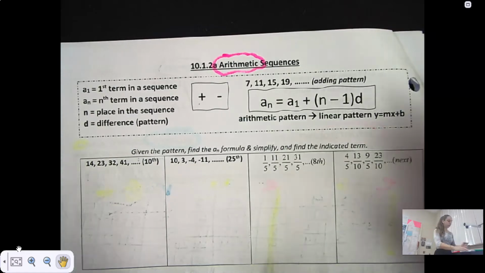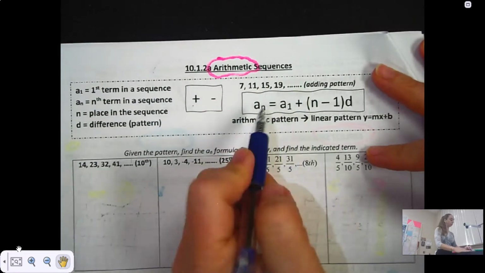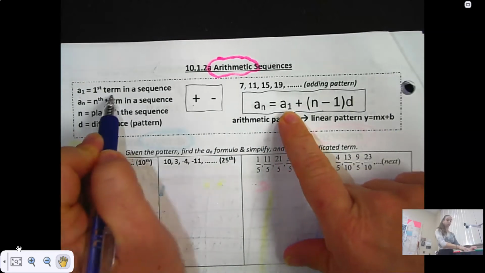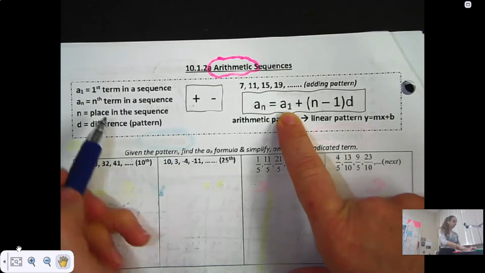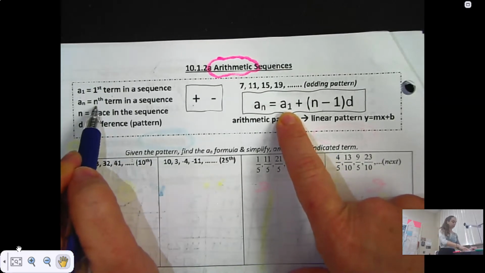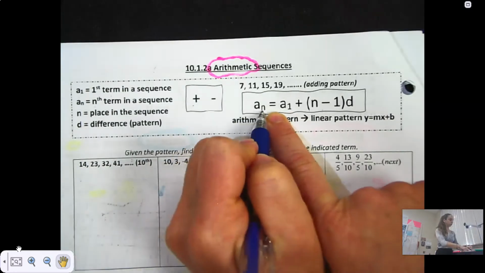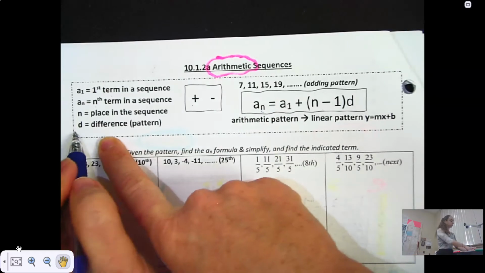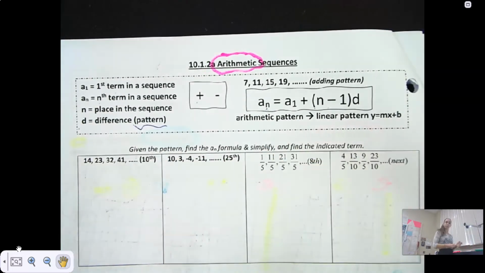Okay? And there's this little formula which is very similar to what we've done before, but when we're dealing with sequences, we use this. Where a sub 1 represents the first term. Normally we're dealing with the 0 term in a linear one. And then the n represents any number in the sequence. So you want the 15th term, n is 15. You want the third term, n is 3. And then n represents the place in the sequence, and d represents your pattern. Okay, it's a little bit different this time.